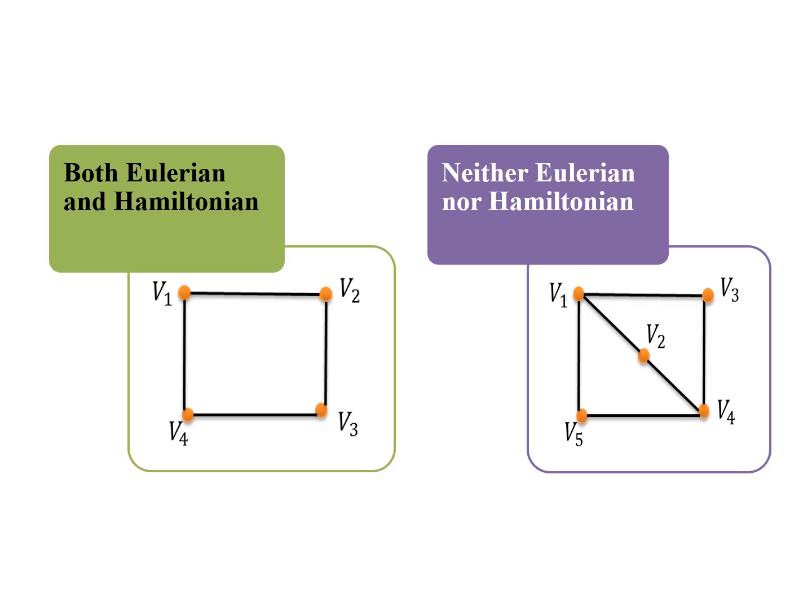Second one is the example graph for neither Eulerian nor Hamiltonian because we cannot construct a cycle with all the vertices exactly once, nor with all the edges exactly once. So, the second one is neither Eulerian nor Hamiltonian.